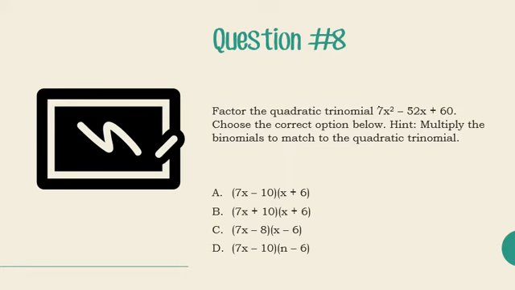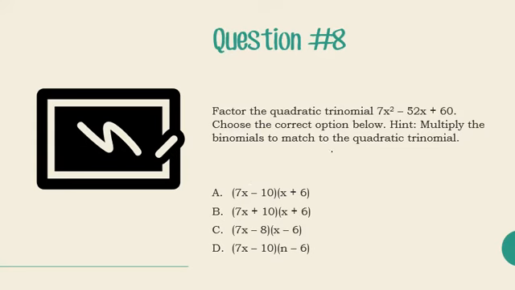So in this trinomial, we have a quadratic trinomial that we don't know how to factor because I have a number out front of my x squared. I have a coefficient. So what we're going to do is use our answer choices to work backwards to find out which one matches. So I'm just going to go ahead and start with choice A.